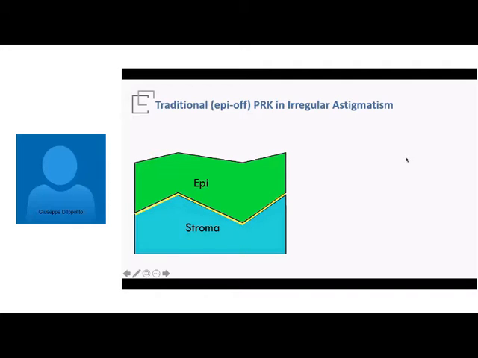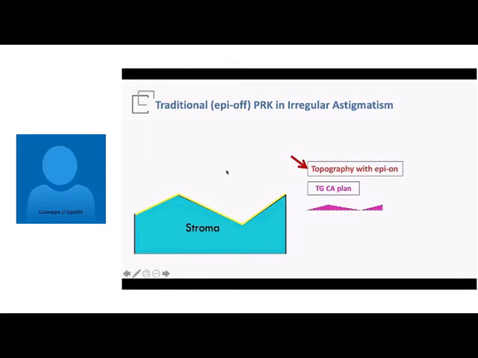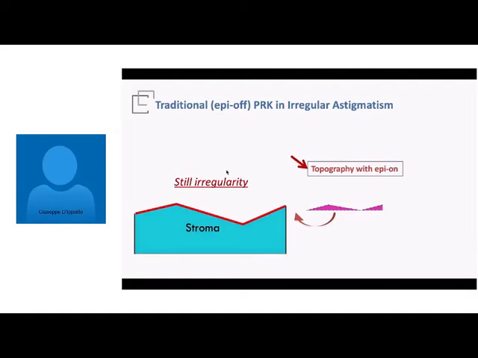So, traditional epi-off PRK in irregular astigmatism, again to illustrate how wrong it is to do it in an irregular cornea. We take topography with epithelium on and we make our ablation plan. And then, before applying that plan, we remove the epithelium. And what happens is we have the stromal surface, which is much more irregular than the epithelium was. If we apply the plan on that stromal surface, we will end up with still significant irregularities. So this is definitely not the way to go.